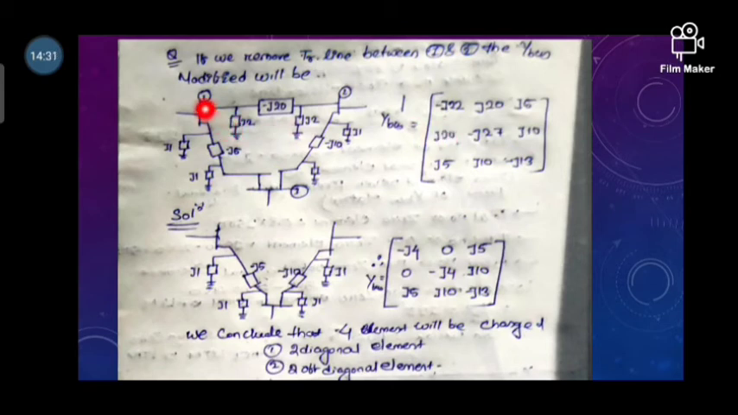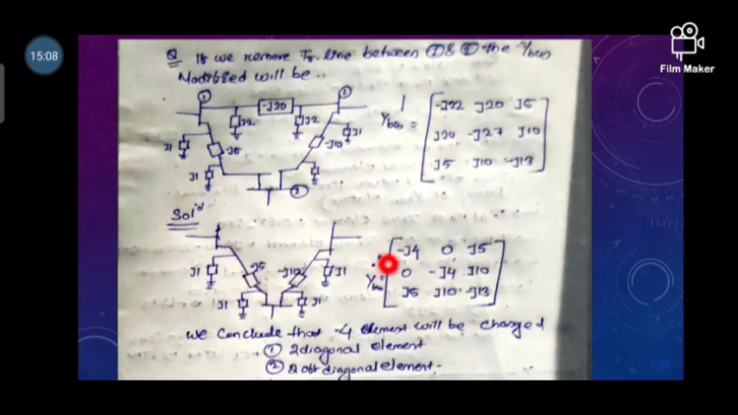So if you remove the admittance or impedance between 1 and 2, then only 4 parameters will be changed, that is the 1 1 parameter, the 2 2 parameter, the 1 2 parameter, and the 2 1 parameter. All those 4 parameters will be changed, and the other 5 parameters will remain the same. So let's see how it will be changed by applying this property only.